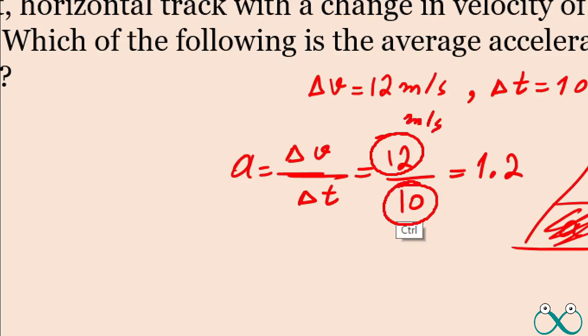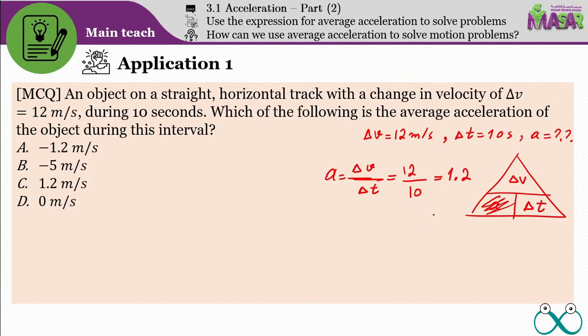Here in the denominator it's expressed in second according to the given. We know that meter per second is the SI unit for the change in velocity, the second is the SI unit for the time, so the answer should also be expressed in SI unit, and we know that the SI unit for the acceleration is meter per second squared, so the correct answer is C.